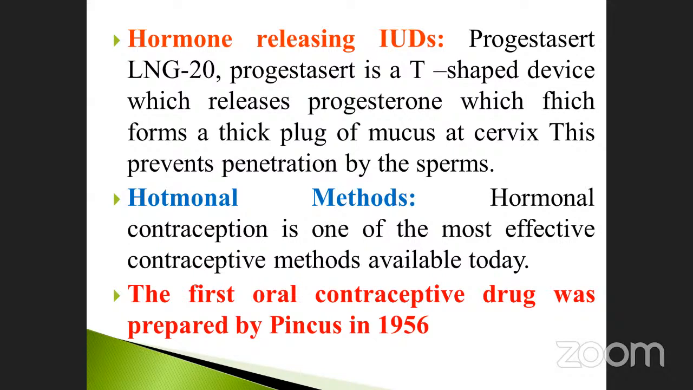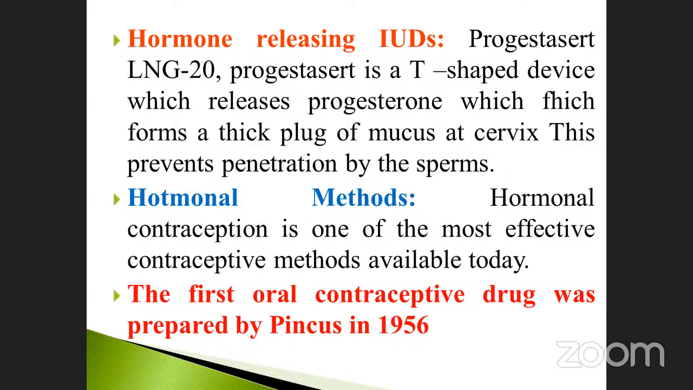See here, progesterone, LNG20. It is a T-shaped device which releases progesterone, which forms a thick plug of mucus at the cervix and prevents penetration by the sperm. When you place this type of hormone-related device, what happens? It releases the progesterone. As a result, mucus secretion is produced in the cervix. That mucous membrane may prevent the penetration of the sperm into the fallopian tubes.